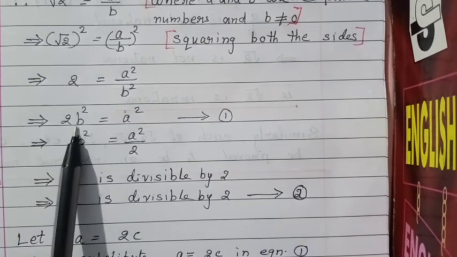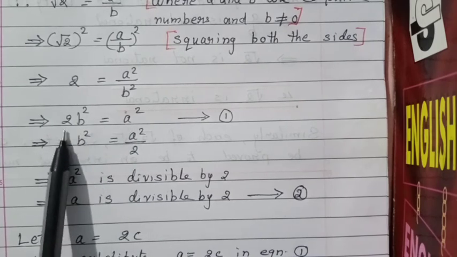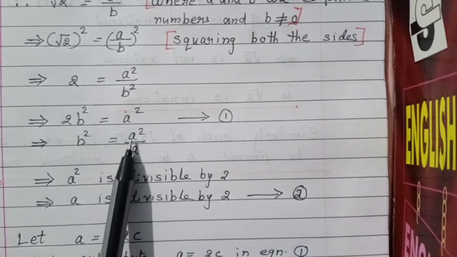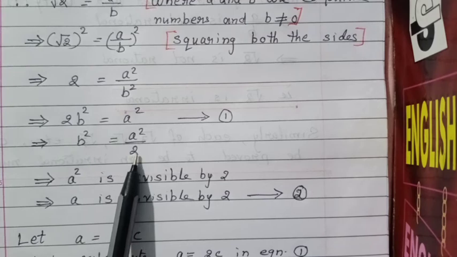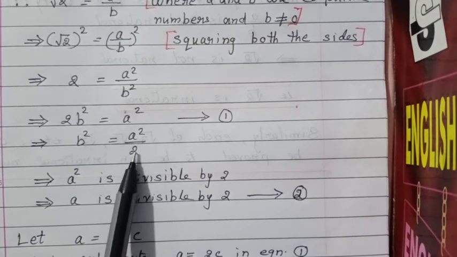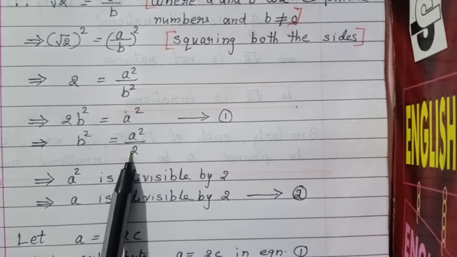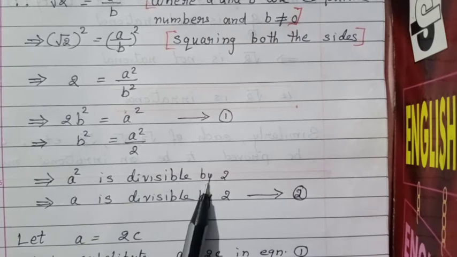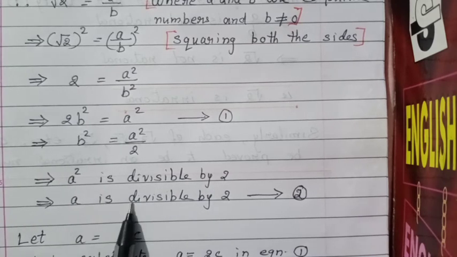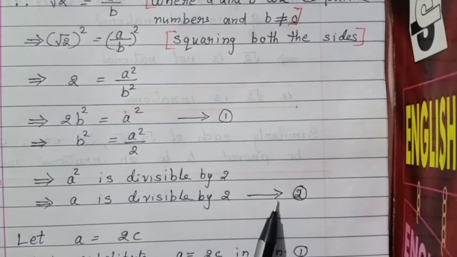Now next step, from this we can write b square equal to a square by 2, taking the 2 to the right side. We can say that a square divided by 2 means a square is divisible by 2. A square is divisible by 2. That implies a is divisible by 2. That is equation number 2.